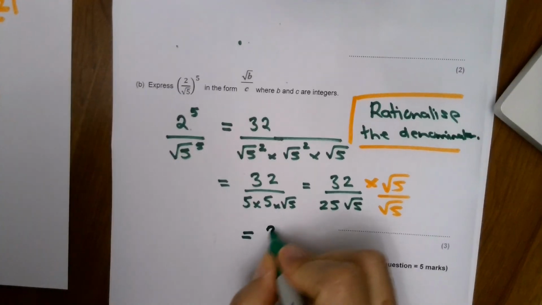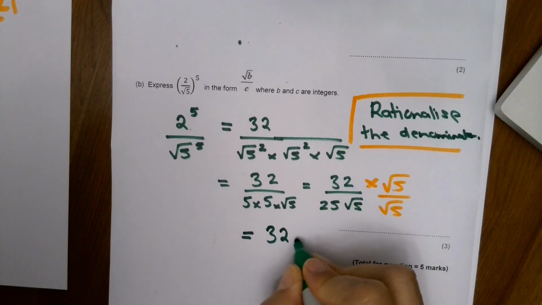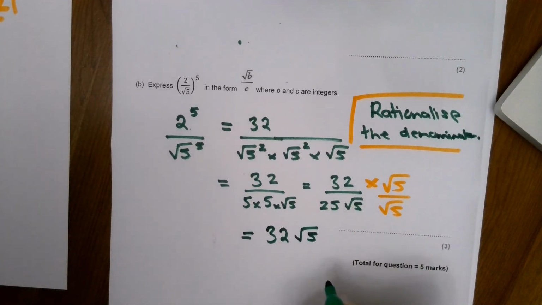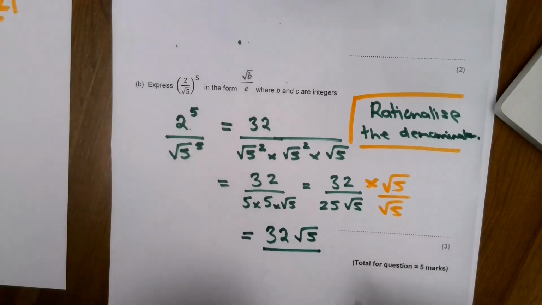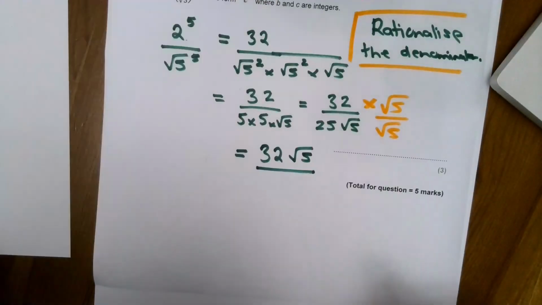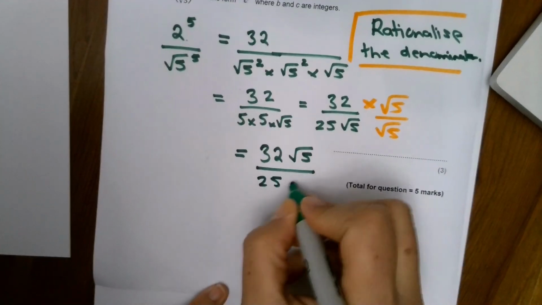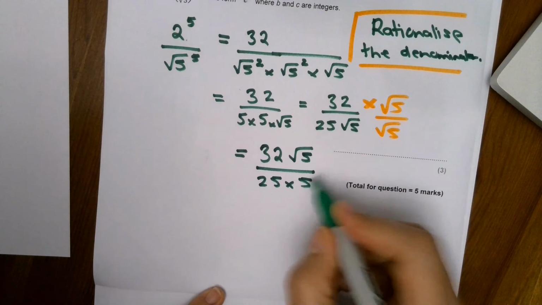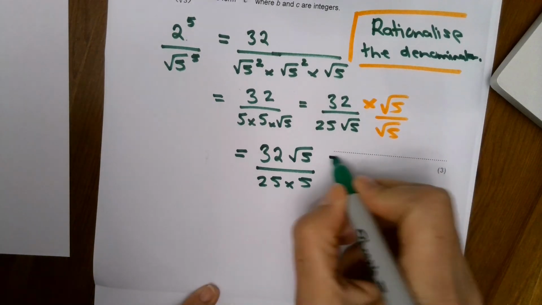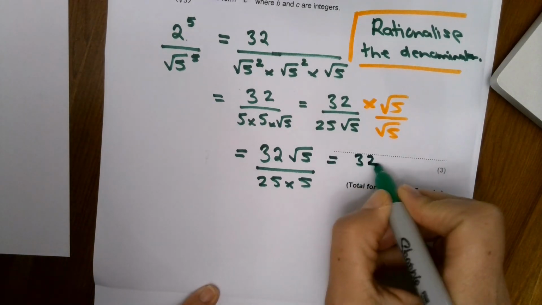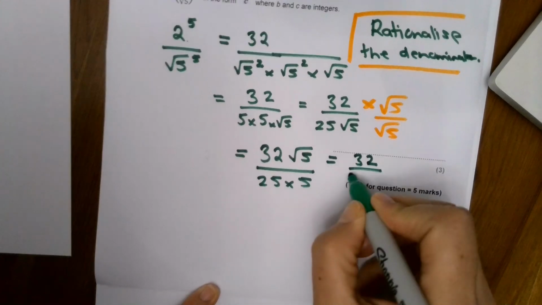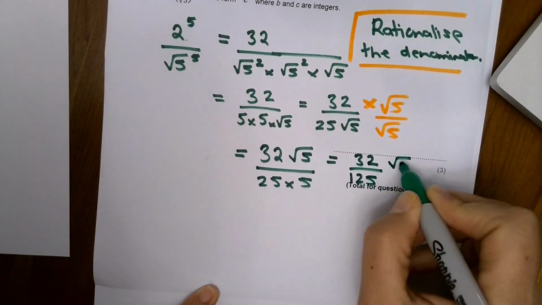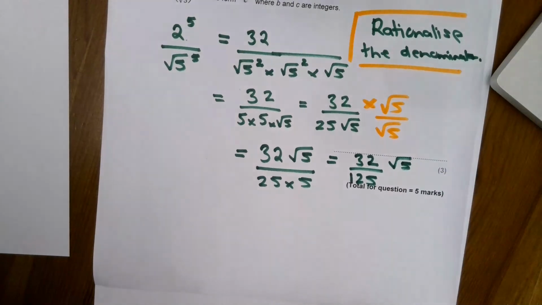So I have 32 square root of 5 on the top, and on the bottom I have 25 times 5. Root 5 times root 5 is 5. So now I have 32 over 25 times 5 is 125 times the square root of 5.